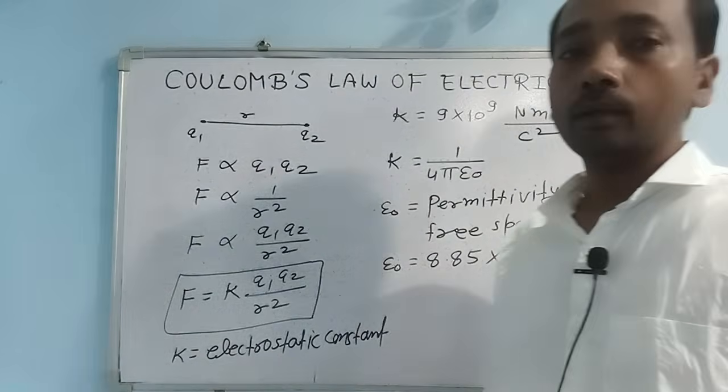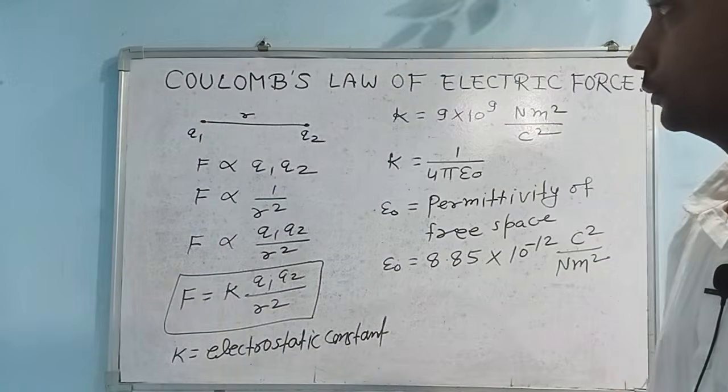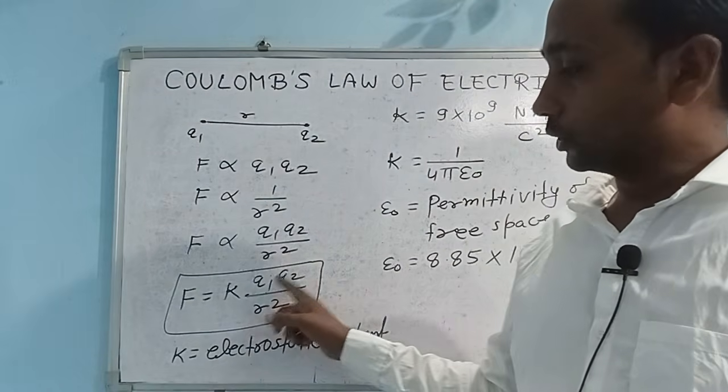This is Coulomb's law of electric force: F is equal to K Q1 Q2 by r square.